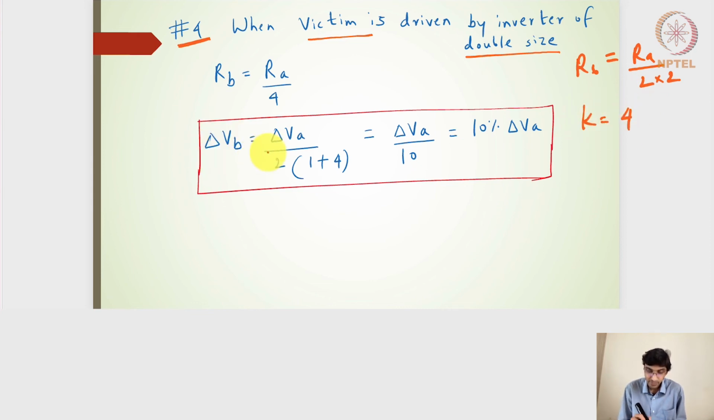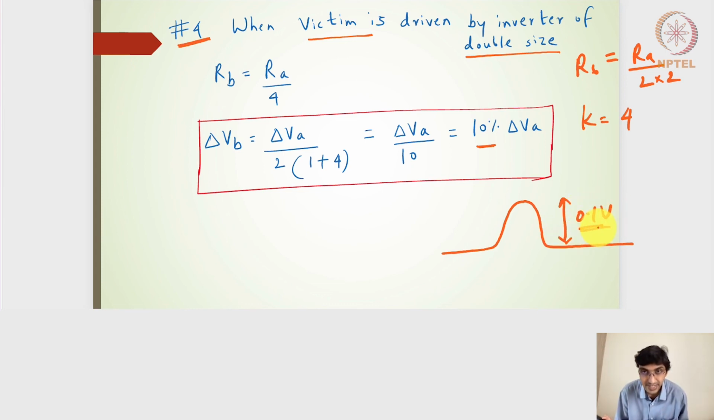So my delta VB is nothing but delta VA by 2 into 1 plus 4, which will be 10, so it will be 10%. So 10% means I will have a change of 10%. So this change will be 0.1 volts if the aggressor line voltage change is 1 volt.